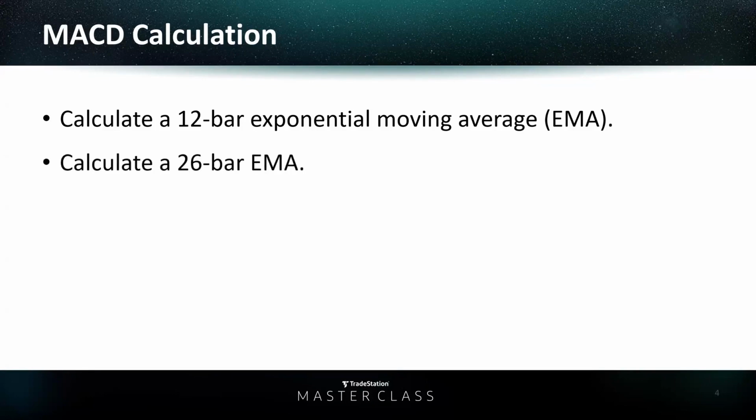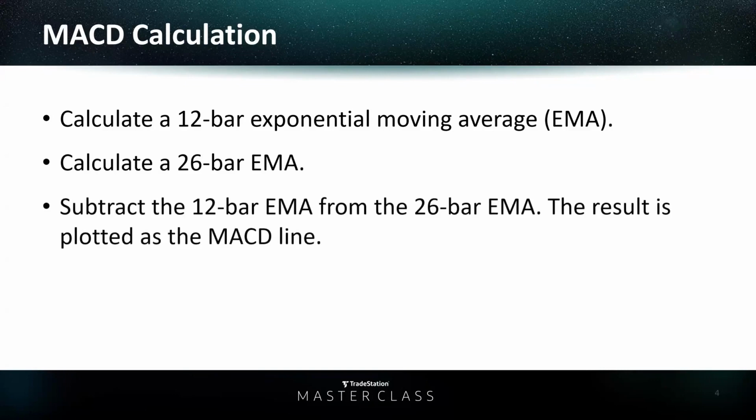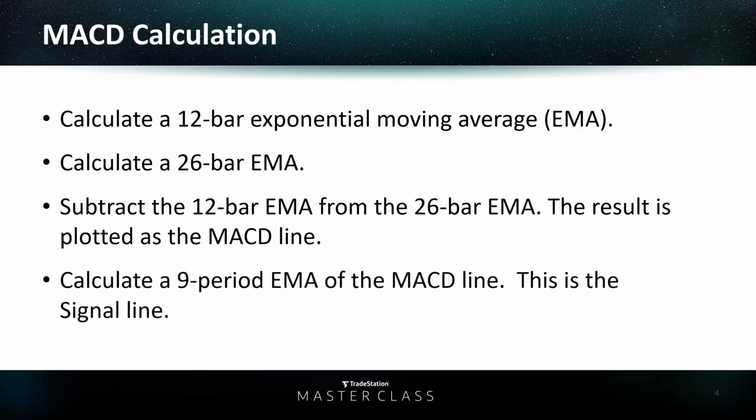We also calculate a 26 bar exponential moving average. We take the difference between the two, between the 12 bar and the 26 bar exponential moving averages, and the result is plotted as the MACD line. This MACD line then is smoothed with a 9-period exponential moving average. So it's an interesting calculation.